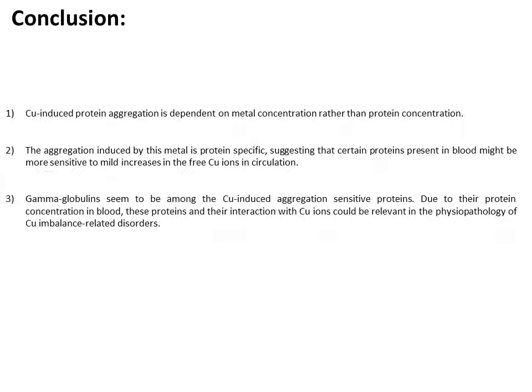As a conclusion, we can say that copper-induced protein aggregation is dependent on metal concentration rather than protein concentration. Also, the aggregation induced by this metal is protein-specific, suggesting that certain proteins present in blood might be more sensitive to mild increases in the free copper ions concentration in circulation. Also, gamma globulins seem to be among the copper-induced aggregation-sensitive proteins. Due to their protein concentration in blood, these proteins and their interaction with copper ions could be relevant in the physiopathology of copper imbalance-related disorders.